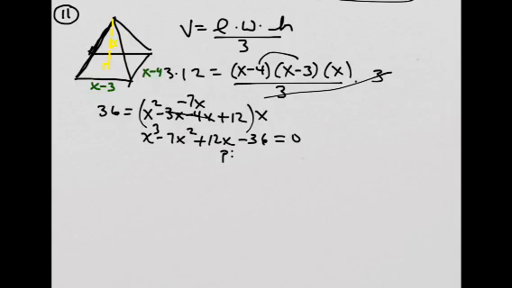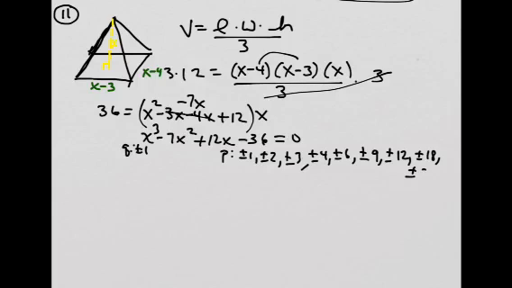So p factors and q, well, q's plus or minus 1, so we only look at the p's in that case. Plus or minus 1, plus or minus 2, plus or minus 3, plus or minus 4, plus or minus 6, plus or minus 9, plus or minus 12, plus or minus 18, plus or minus 36. So these are all factors of 36. And just like with the other problem, number 10, I'm not going to use any negatives because I'm looking for the length of something. Okay, I'm looking for the length.